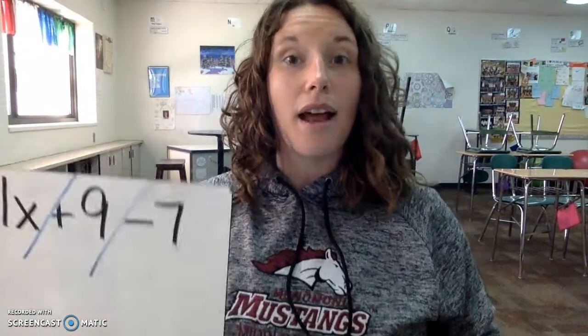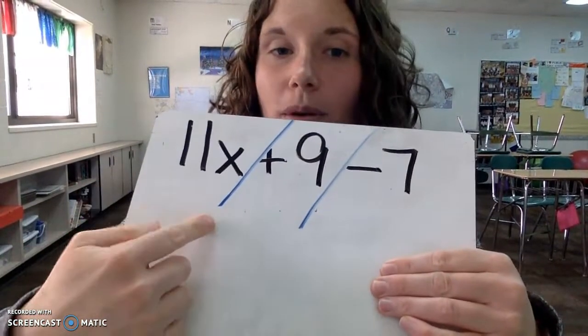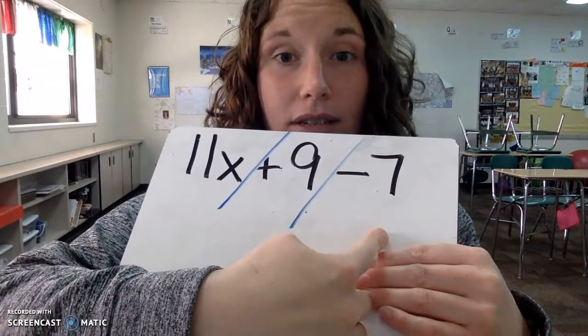Now, when I separate out terms, I like to draw slashes to separate those out so I can visually see that. So I'm going to make those really exaggerated slashes. And I did not test my markers before doing this. So I have a term of 11x. I have a term of 9. I have a term of -7.